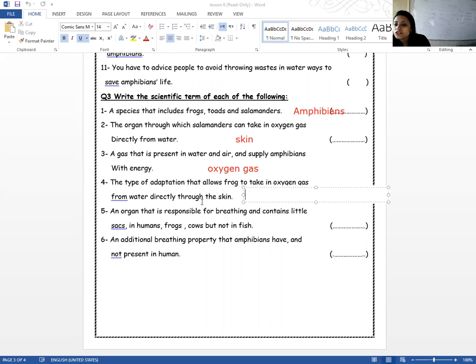The type of adaptation that allows frog to take in oxygen gas from water directly through the skin. Structural adaptation.